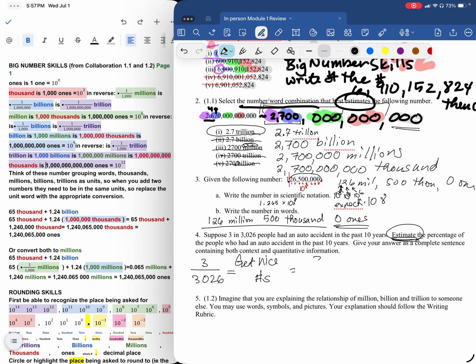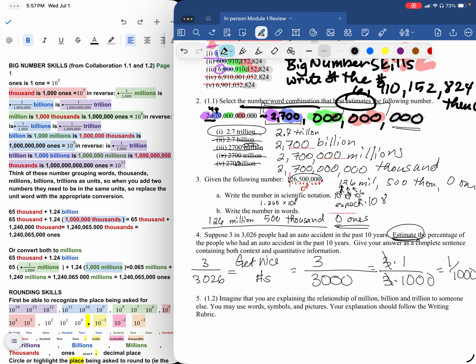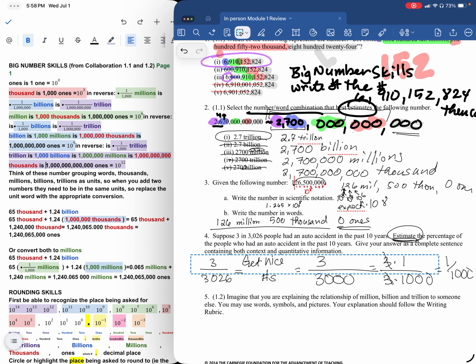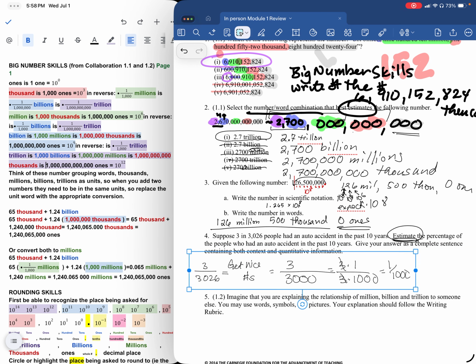So I'm going to rewrite this. 3 is a nice number, but 3,026 is just 3,000. And this just equals 3 times 1 over 3 times 1,000. So I have 1 in 1,000. And you'll be like, okay. And I'm out of room. 1 in 1,000ths. I'll shrink this bit. There we go.